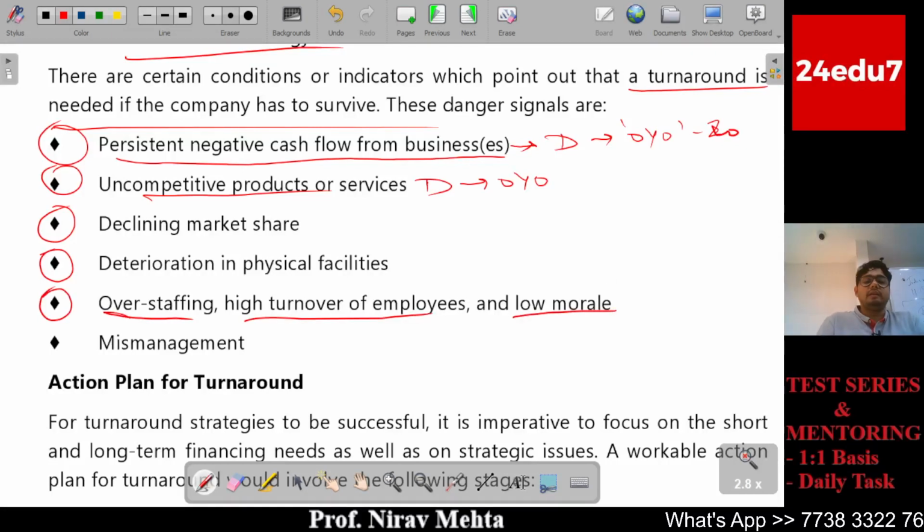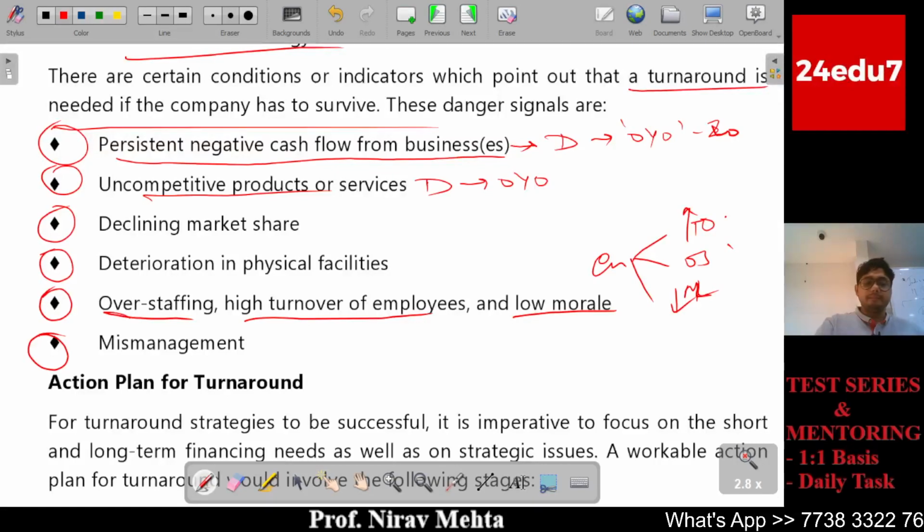See, how do I remember this? Employees: high, low. High turnover, low morale, overstaffing. Are they correct? And what is the next? Loud. Mismanagement. So there is a lot of mismanagement.